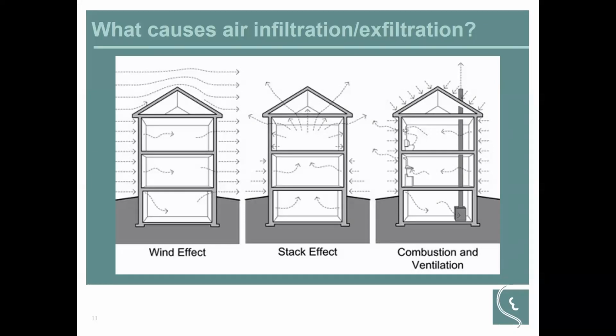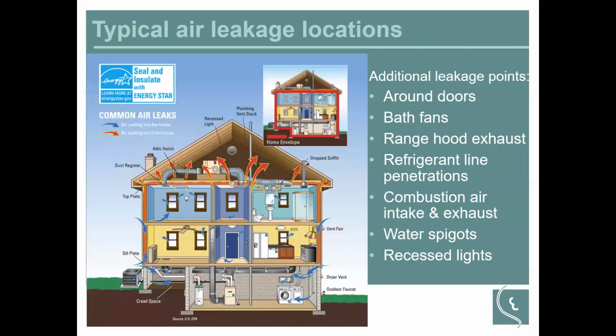And then we have a host of combustion and ventilation appliances in the building that are exhausting air, such as bathroom exhausts, which are in both commercial and residential buildings, and range hoods, which we'll find in both as well. Then our combustion appliances, if they're not sealed combustion units, use the interior air for combustion and exhaust it, creating a negative pressure and causing air to leak into our building. So there's a host of things that cause air to leak into our building. There are all kinds of leakage locations: doors, bath vents, range hood exhausts, refrigerant line penetrations, other utility penetrations. It's a host of places where we're leaking air into and out of buildings.